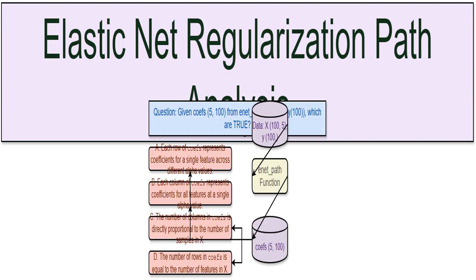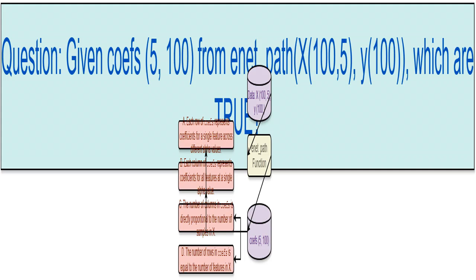We're analyzing how the elastic net regularization path is represented in the output of the scikit-learn function, _enet_path. Specifically, we'll focus on understanding the structure of the coefficient matrix. This is a great way to deepen our understanding of how regularization affects linear models. I'm given a coefficient matrix, _cofs, with dimensions 5 rows and 100 columns. This matrix comes from the output of _enet_path, a function that calculates the regularization path for an elastic net model. My task is to understand what each row and column represents.